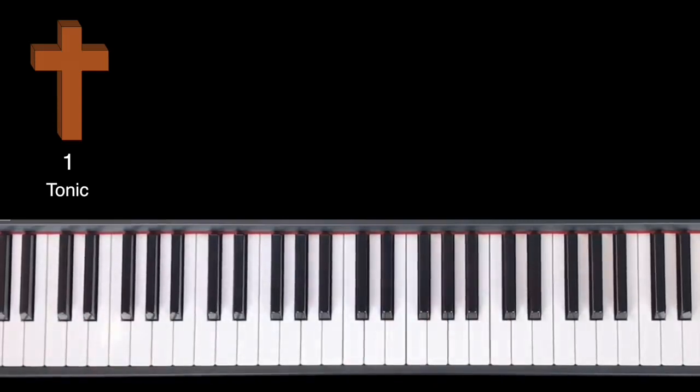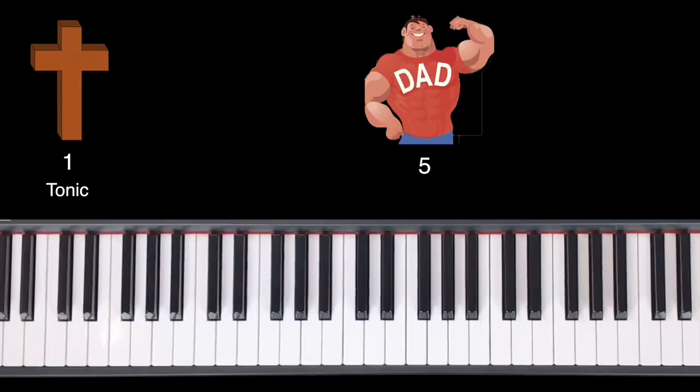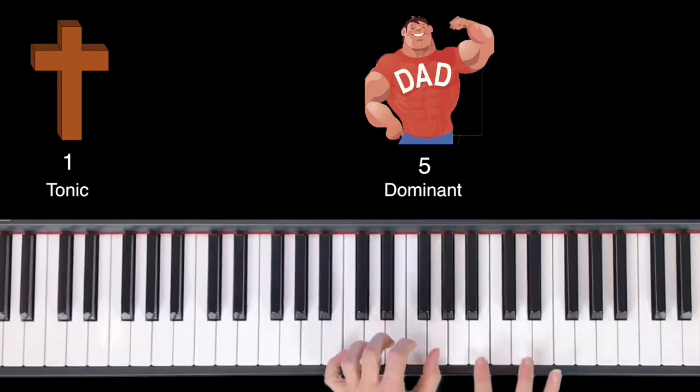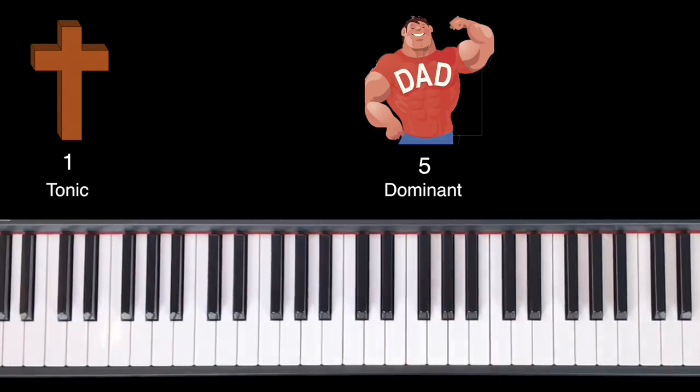Okay, so let's look at chord 5. Chord 5 is a major chord and built off the 5th note of the scale. 1, 2, 3, 4, 5. The musical name for the 5th note of the scale is called the dominant and is the root note from which chord 5 is built. In this case, a G chord. I have the dad representing chord 5 because he's a very dominant part of this family. I mean, check out those muscles.